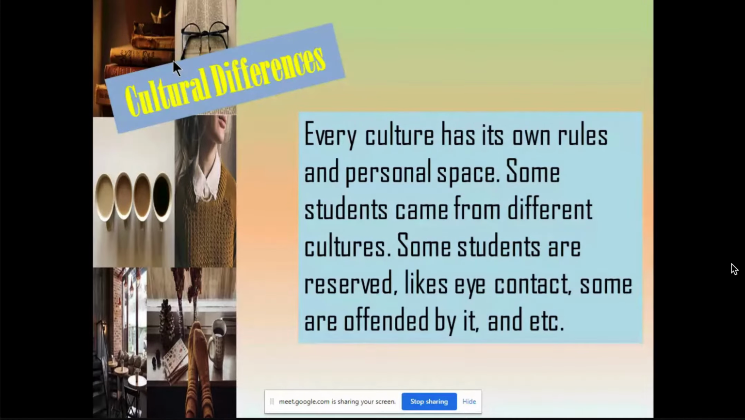Every culture has its own rules and personal space. Some students came from different cultures. Some students are reserved. They like eye contact, but some are offended by it. So it depends upon the culture. That's why, as a teacher, you need to know the culture of the school, and sometimes you need to research more so that you will have effective and approved techniques.